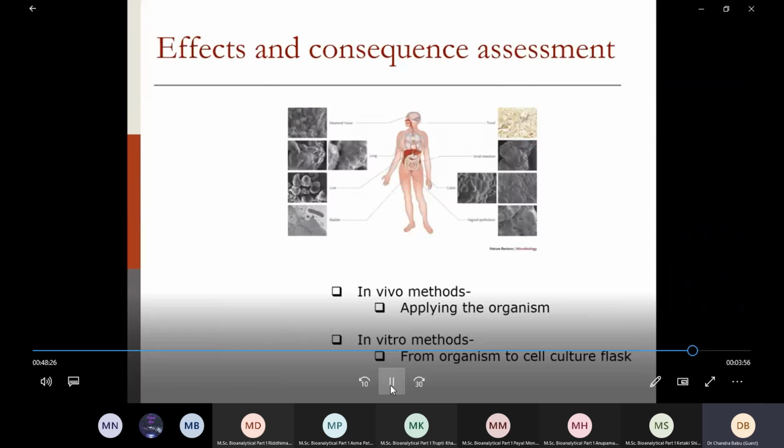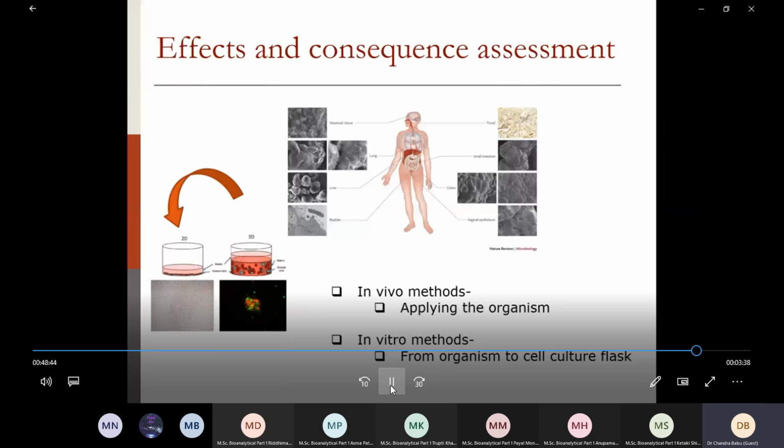The third step in the risk assessment, as I mentioned, was the effect and consequence assessment. For that, there are many methods that can be applied, but you can see them in categories: in vivo methods or in vitro methods. In vivo methods are pretty much methods using the entire organism. You'll use animals or fish, or maybe epidemiological studies or occupational studies, where we are really seeing the effect of those contaminants or xenobiotics on the intact organisms.